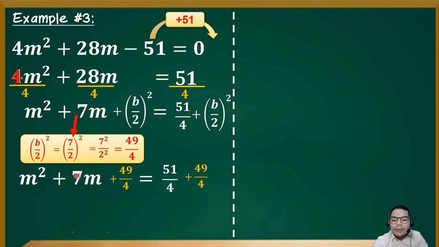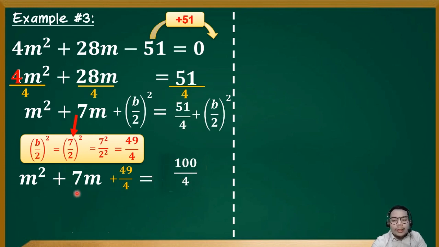Now, for the end of the third step of completing the square, all we need to do is transform this one. Adding 51 over 4 plus 49 over 4 is equal to 100 over 4. We can also simplify this one as 100 over 4. It's easier to add now, right?